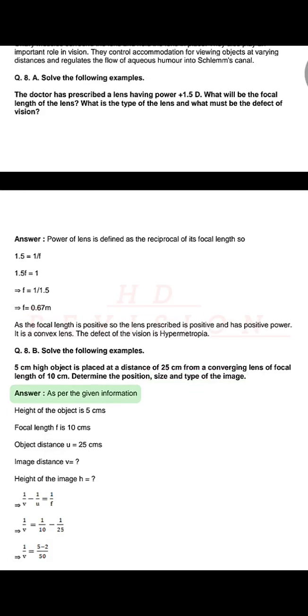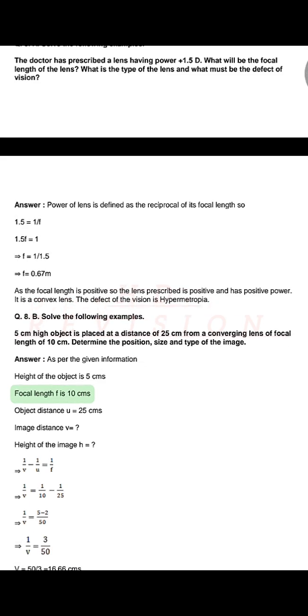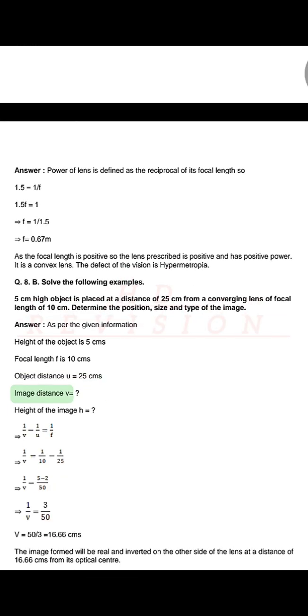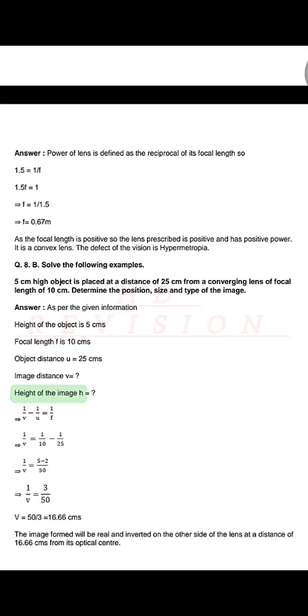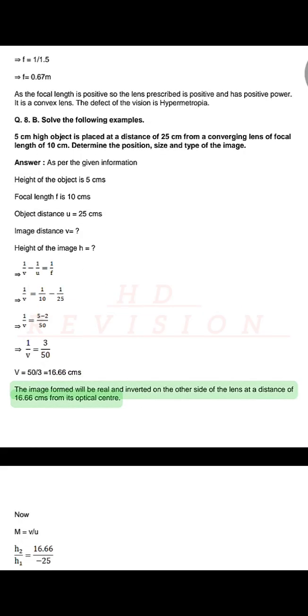Answer. As per the given information, height of the object h is 5 cm. Focal length f is 10 cm. Object distance u equals 25 cm. Image distance v, height of the image h2. v equals 50/3 equals 16.66 cm. The image formed will be real and inverted on the other side of the lens at a distance of 16.66 cm from its optical center.